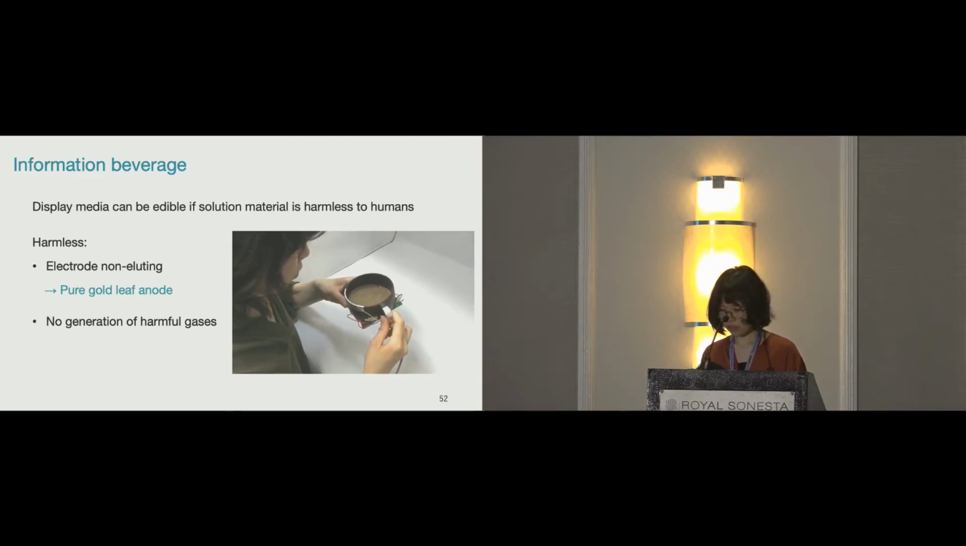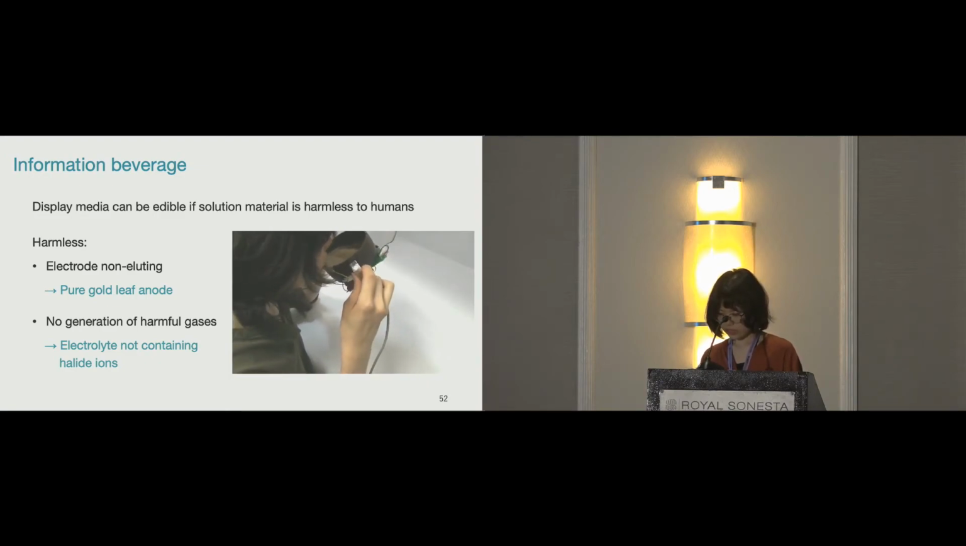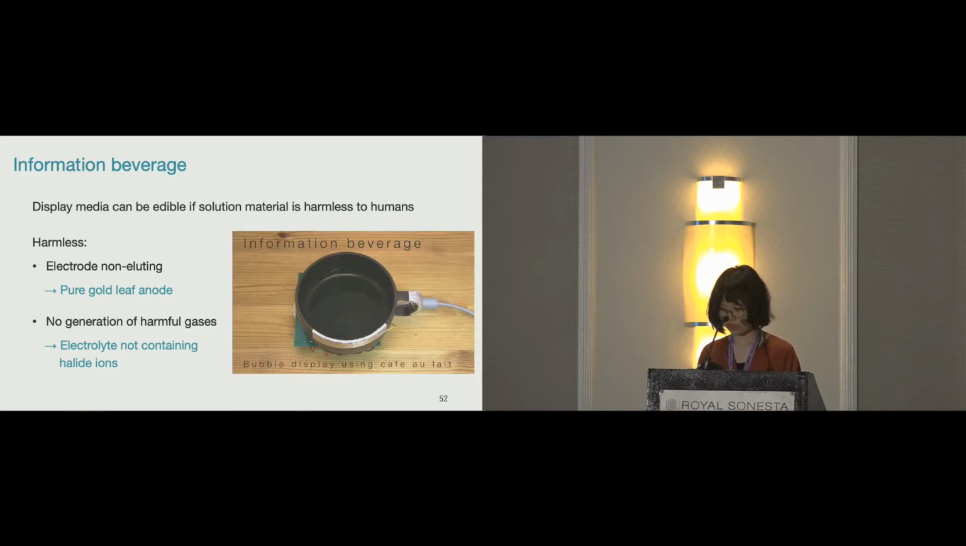And as for harmful gases, when halide ions are contained in the solution, the halogen is generated. So it is necessary to use a solution that does not contain halide ions. An example of halide ions is chloride ions. This is contained by salt, so we should avoid using the solution containing salt, such as salty soup.